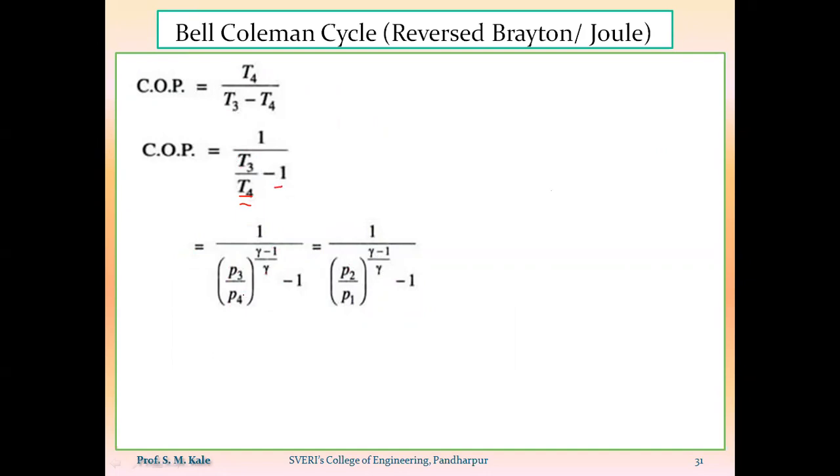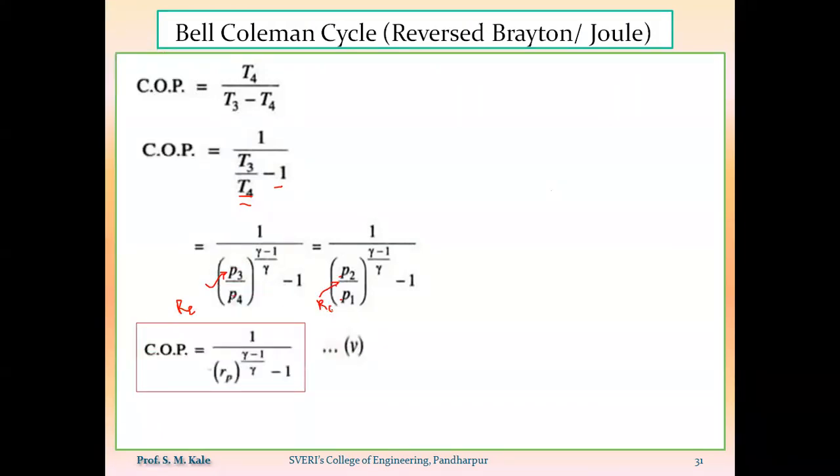That is equal to, as P2 is equal to P3, instead of P3 I can write P2, and instead of P4 I can write P1, which is equal to 1 upon P2 by P1 raised to gamma minus 1 upon gamma, minus 1. Here P3 by P4 is called the expansion ratio, and P2 by P1 is called the compression ratio.